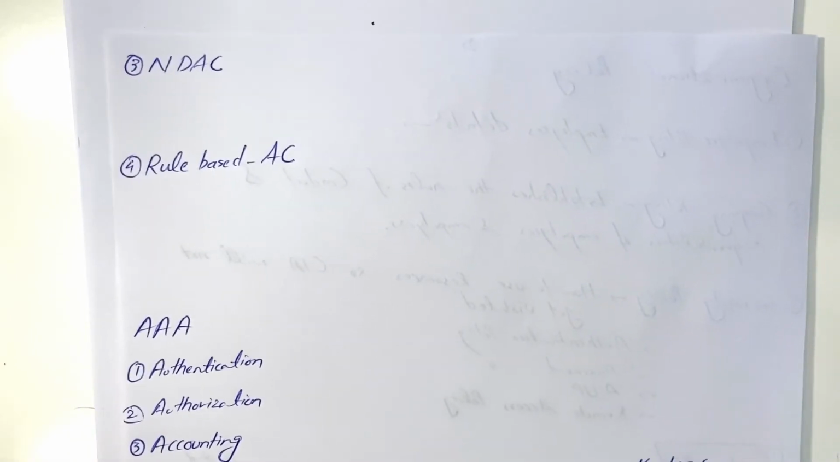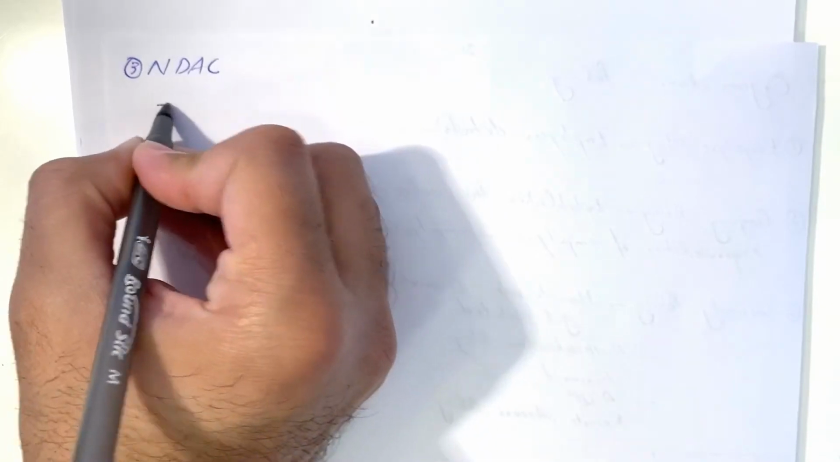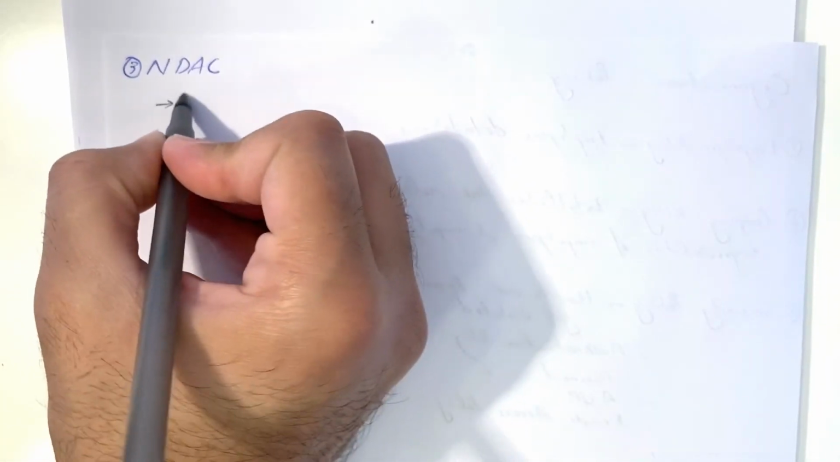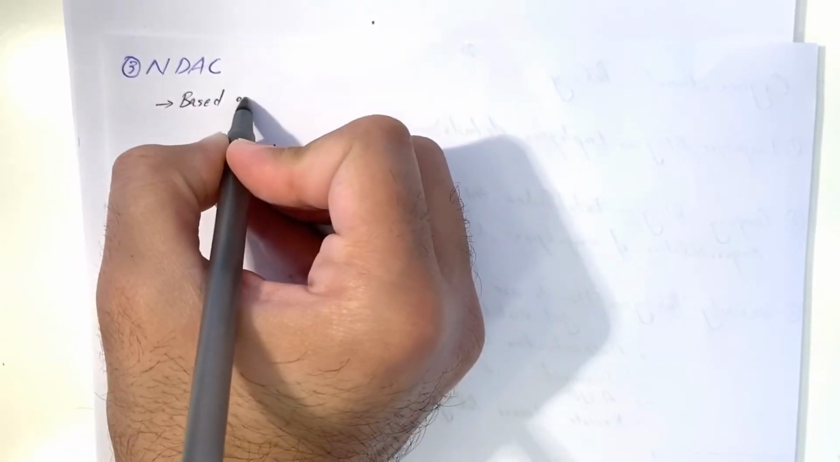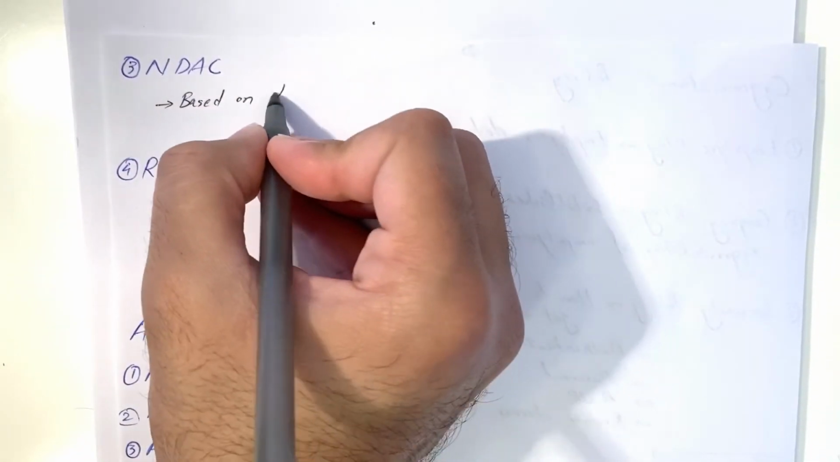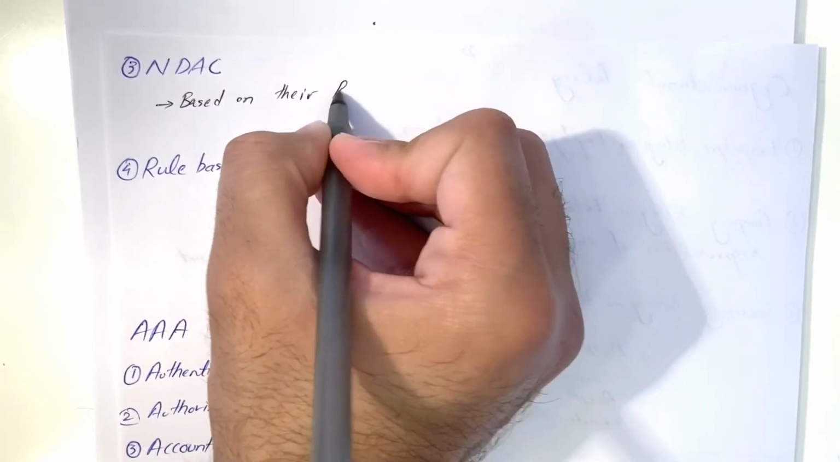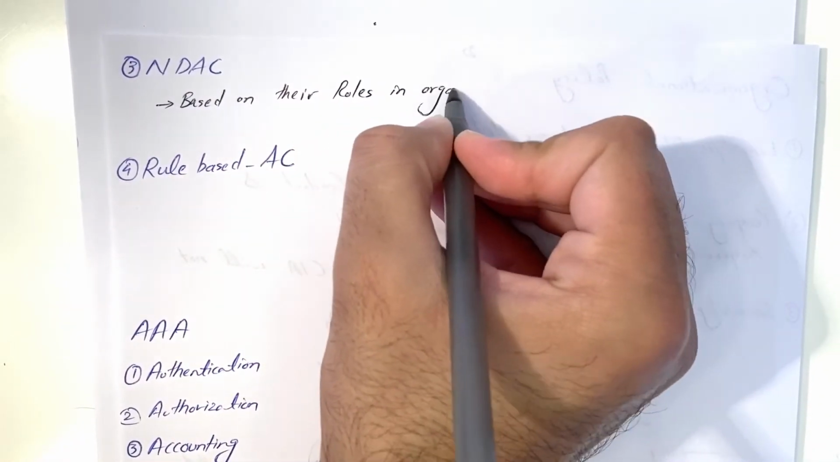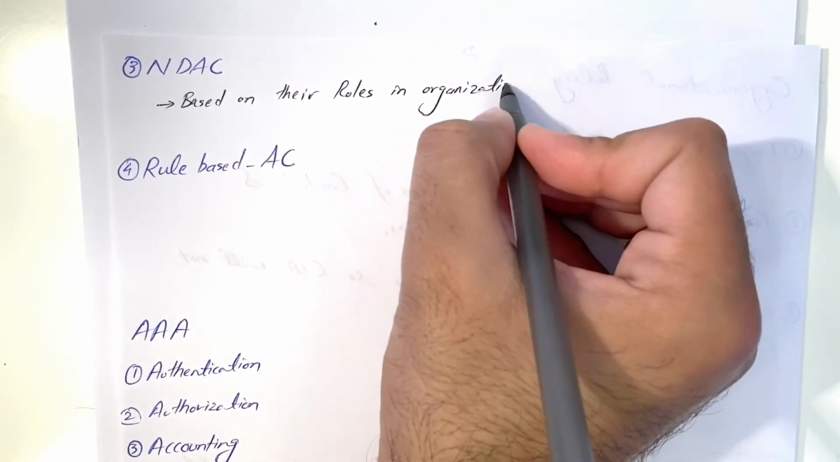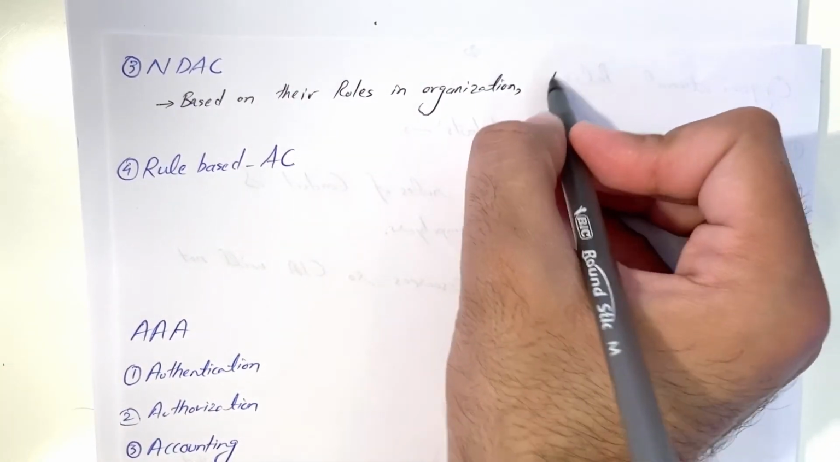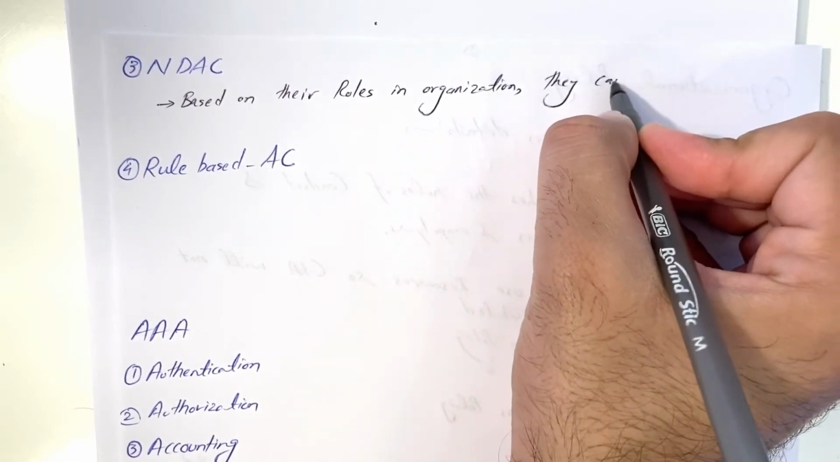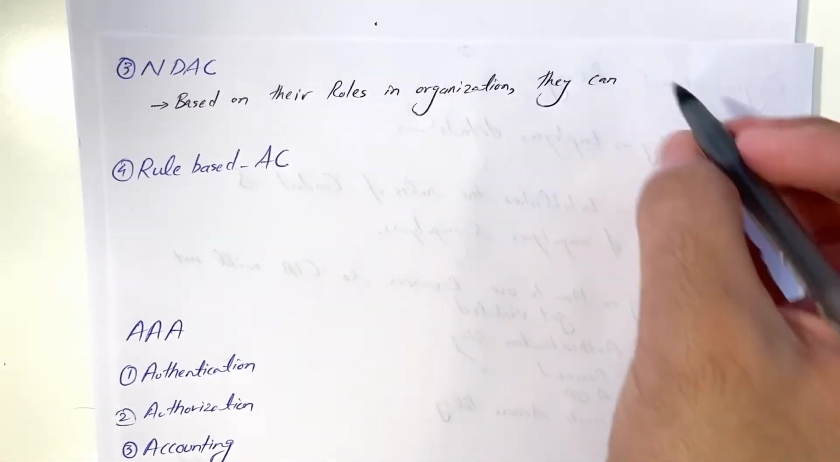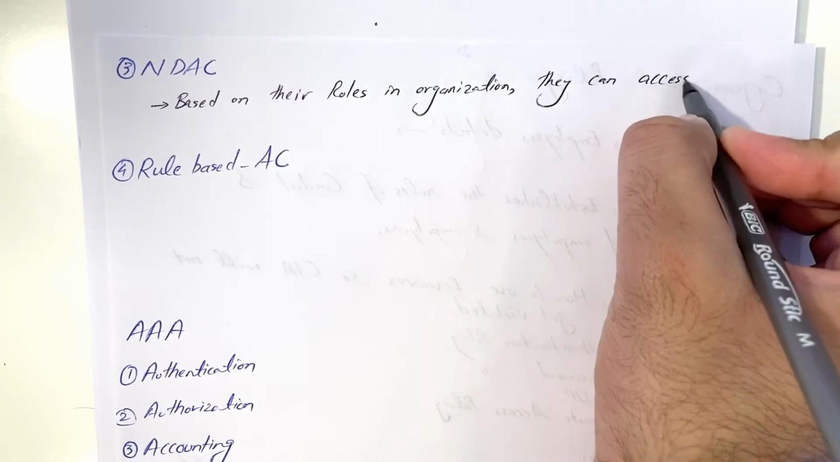Next is the non-DAC. Non-DAC is also called the role-based access control model. Depending on your role in the organization, you can access the resources. Based on their roles in the organization, like I'm talking about the employees, they can access resources.